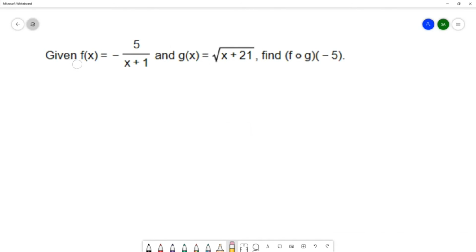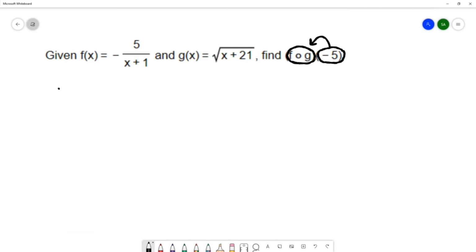In this question, we're given f of x to equal negative 5 over x plus 1 and g of x equals square root of x plus 21. We want to find f composed with g of negative 5. There are a couple ways we can go about this. One way to go about this is to build or construct the function f composed with g, and then once we've built that function, substitute the negative 5 into that function. So let's start with that way, and then I'll show you another way after that.